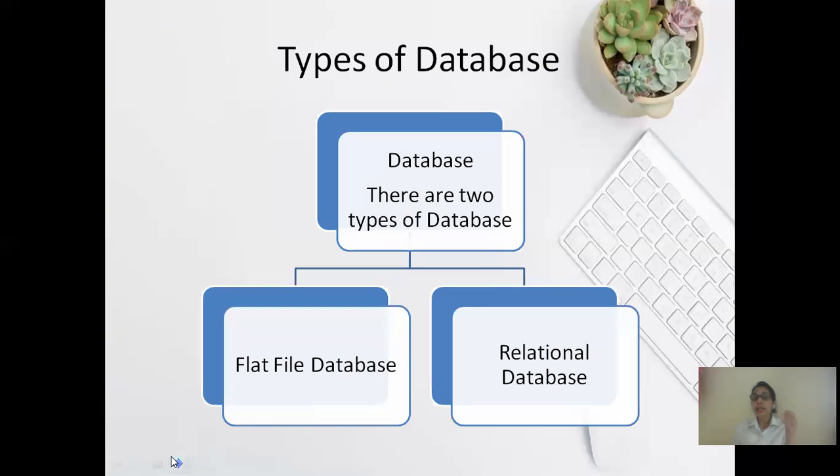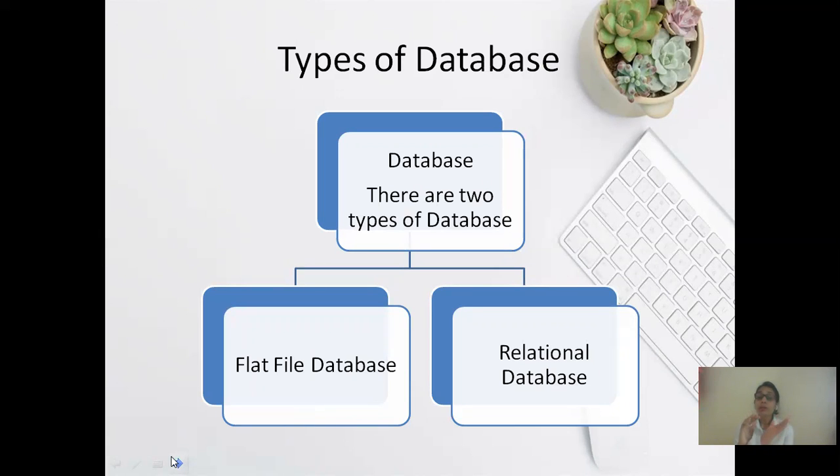Now let's talk about types of database. We have two types of database: one is the flat file database and the other is the relational database. In a short way, a flat file database is used when you need to maintain a record on a small scale. Small scale means I don't need any connection. My attendance record is only for me, for my personal use. So it is a flat file database.